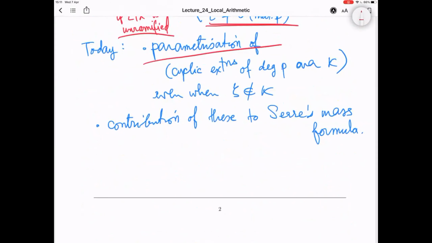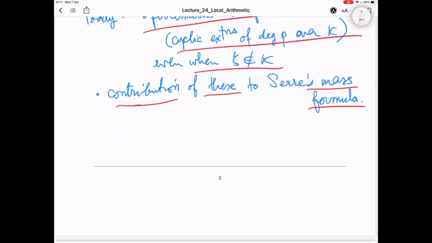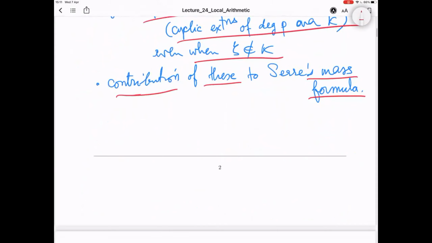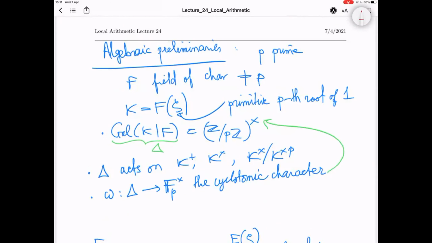So today we want to parameterize cyclic extensions of degree P over K, even when zeta is not in K, and to compute the contribution of these to Serre's mass formula. That amounts to computing the number of extensions with a given ramification break, and so on. So let's get started. Now, it so happens that there are some purely algebraic results which we need and which are useful in many other places as well. So let's start with these algebraic preliminaries.